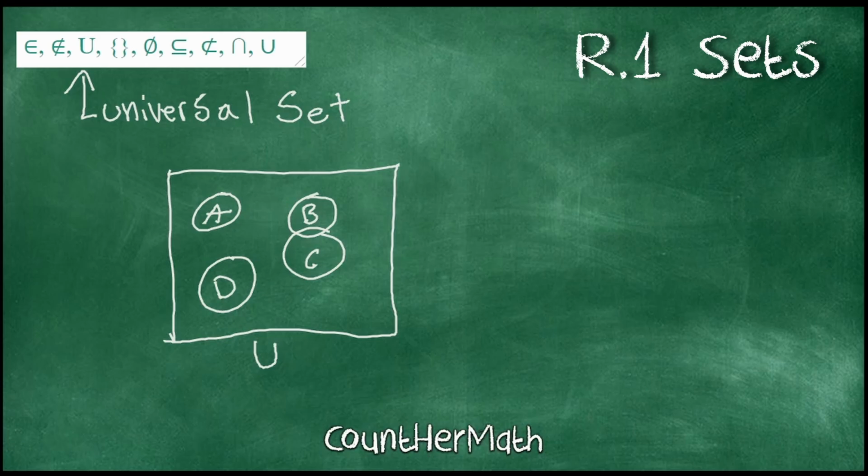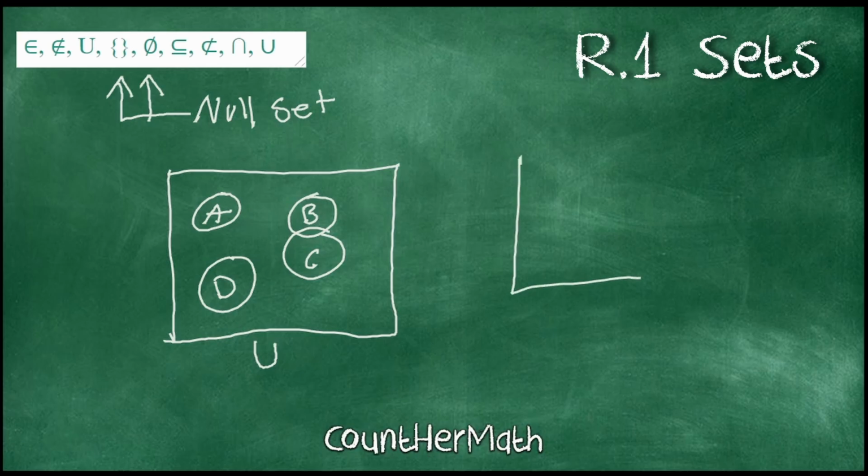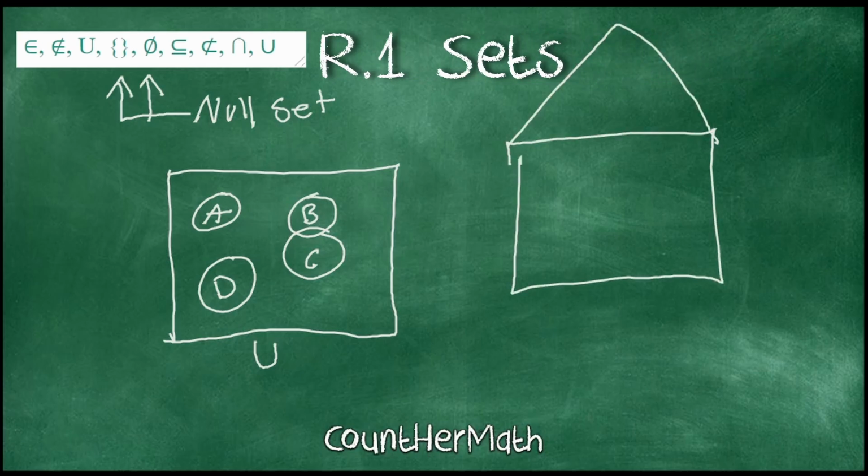We could also have an empty set, or a set with no elements in it. We call this a null set, and it can be shown with the double curly brackets or with a slashed O. An analogy we could use to describe this: the universal set would be a building that contains everything, and each room within the building is a set. A null set would be an empty room within the building.